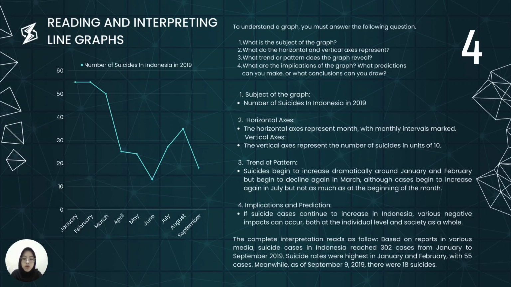Based on reports in various media, suicide cases in Indonesia reached 302 cases from January to September 2019. Suicide rates were highest in January and February, with 55 cases. Meanwhile, as of September 9, 2019, there were 18 suicides.